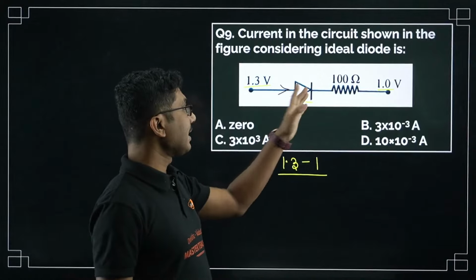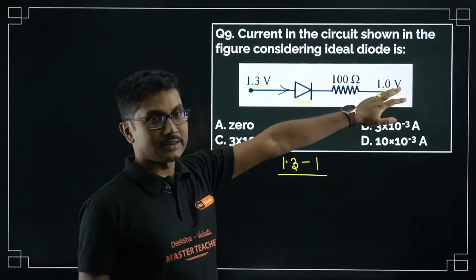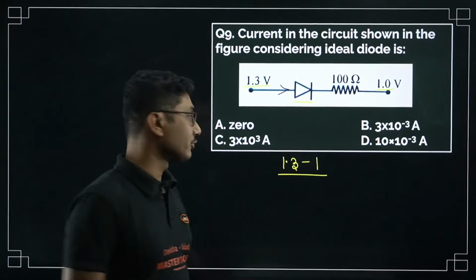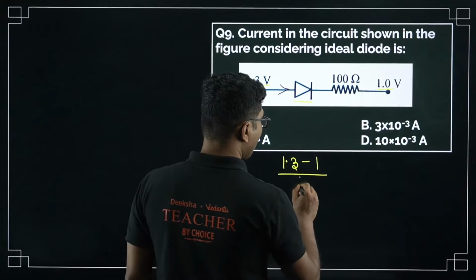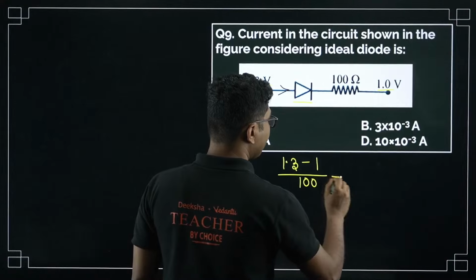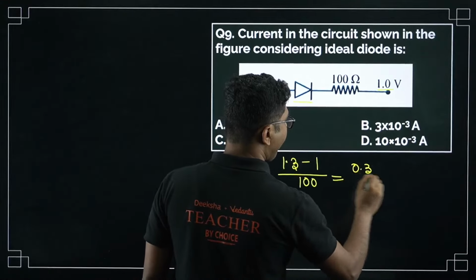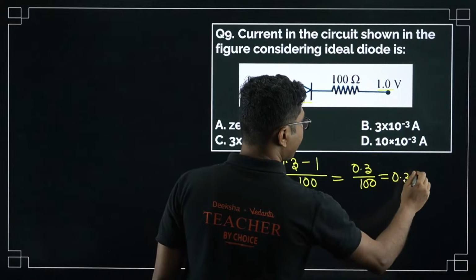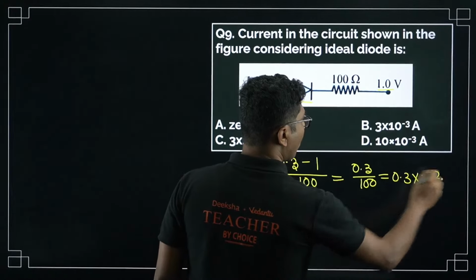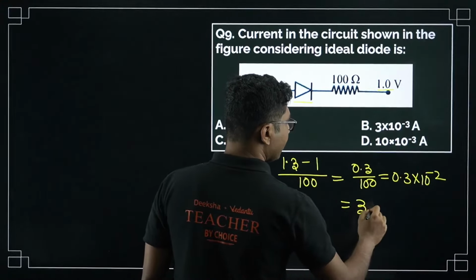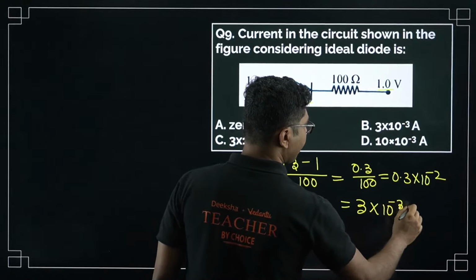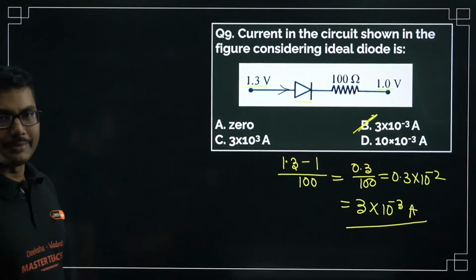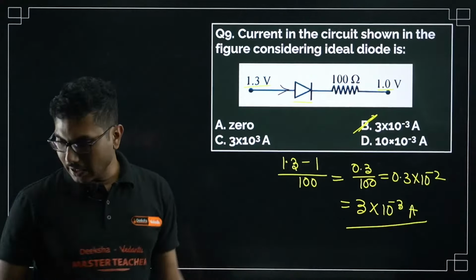As you see, the P side is at a higher voltage than the N side, so the diode is definitely forward biased, so the diode will definitely conduct. That is the first check you have to do. So it is 0.3 by 100. So it will be 0.3 into 10 to the power of minus 2, or 3 into 10 to the power of minus 3 ampere, or 3 milliampere, whatever you say, this will be the answer.